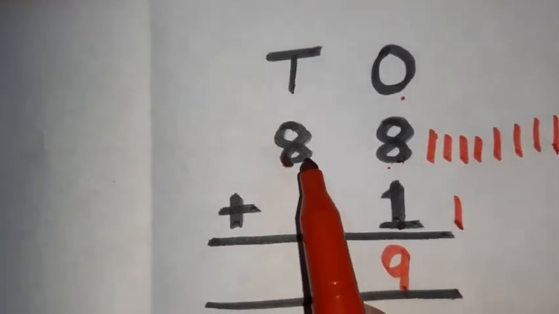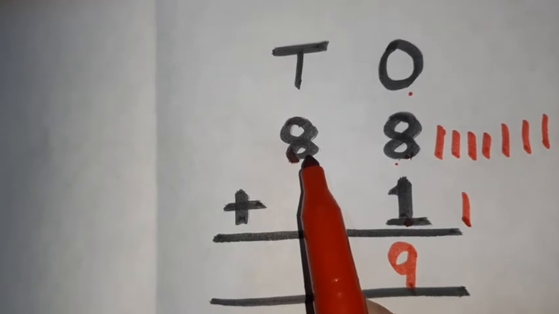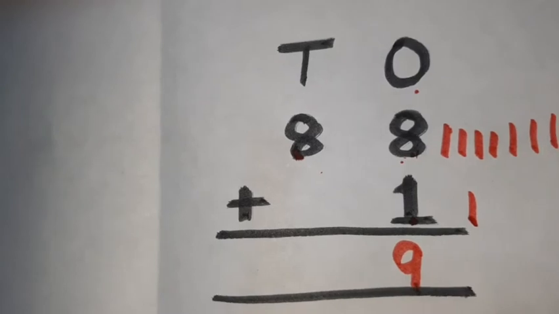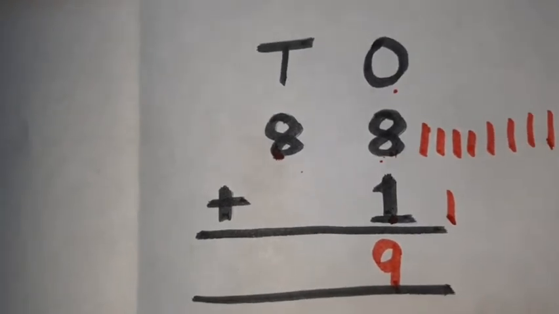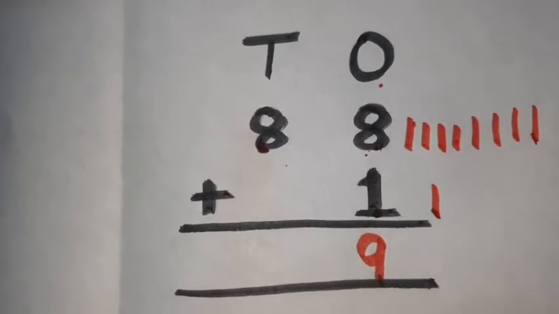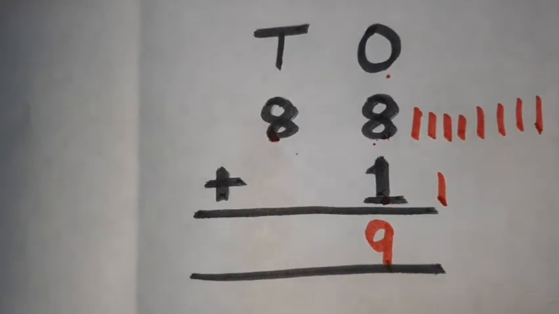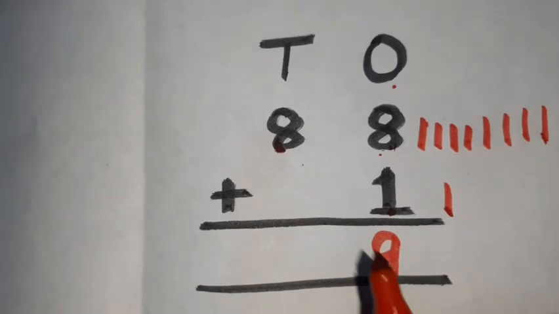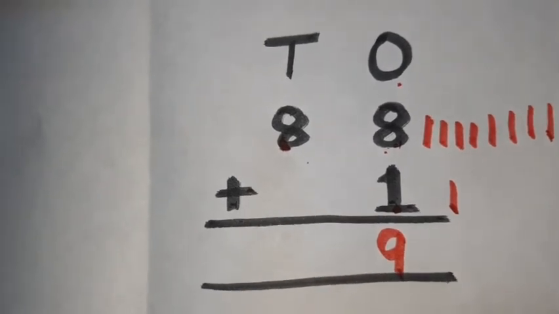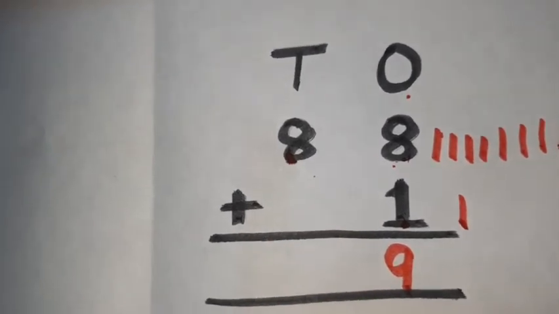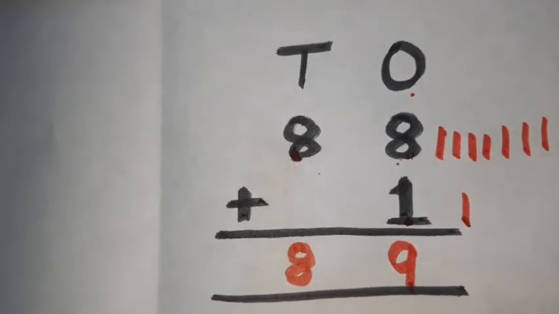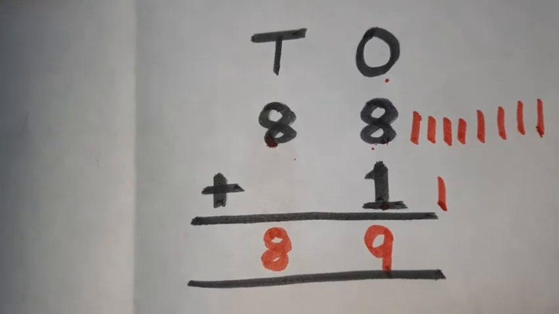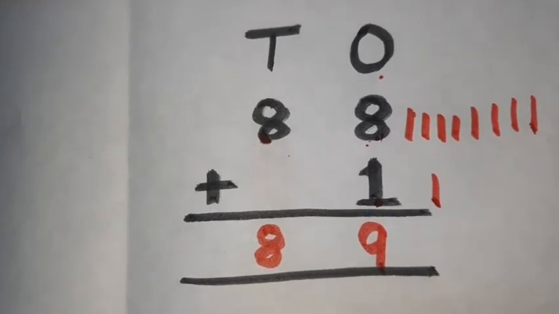But children, below 8, which is at tens place, we don't have any digit below it. So do we have to add it up with any digit? No, because we are not given any digit below it. So we will write it as it is. So the answer will be 89. I hope you all have understood this topic, right?